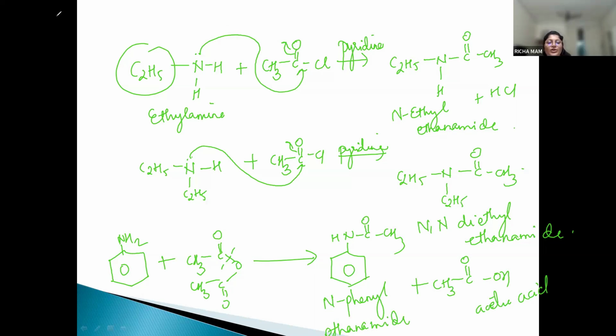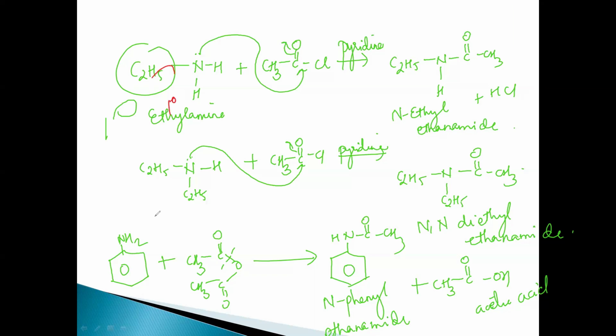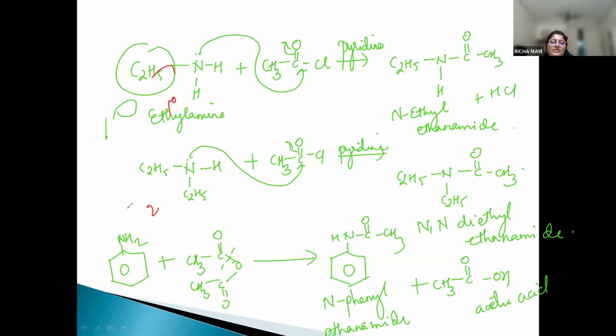Is it clear? What you have to remember in acylation: tertiary amines do not undergo acylation. I have taken the example of a primary amine, and this is a secondary amine. Only primary and secondary will undergo it, because in tertiary amines we will not have any replaceable hydrogen atom bonded to the nitrogen atom. Here you have hydrogen atoms, so this can be replaced, but in the tertiary there is no replaceable hydrogen atom. So we are not using tertiary amine.